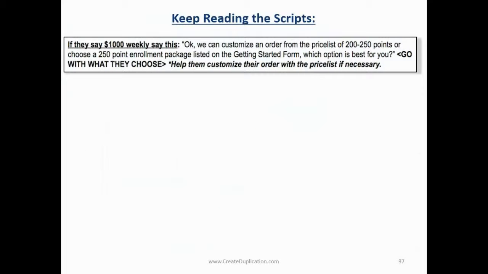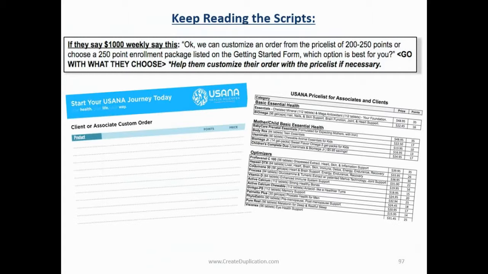Now, if they said $1,000 weekly, you say, okay, we can customize an order from the price list of 200 to 250 points, or choose a 250 point enrollment package listed on the Getting Started form. Which option is best for you? They're going to say, oh, I want to do the weight loss pack, or let's customize it. At that point, you're going to help them customize their order. Okay, so you're going to have to sit there and guide them a little and choose some products you think will help them, and just be a leader to help them design their order.